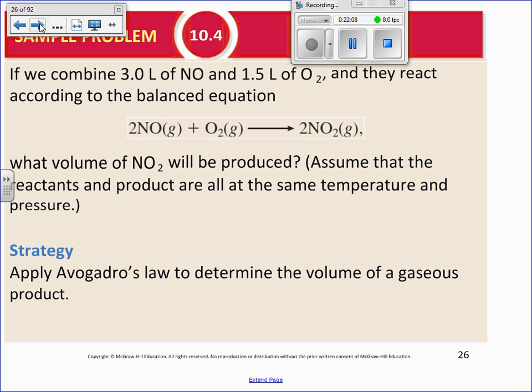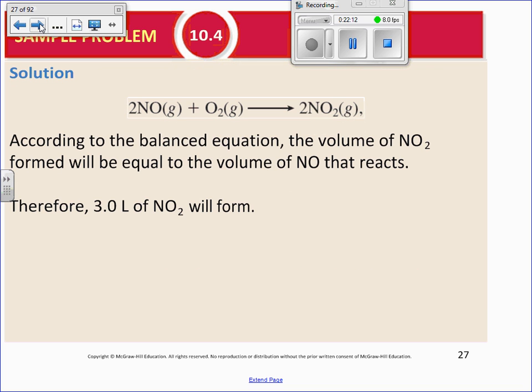So let's look at it. According to the balanced equation, the volume of NO2 formed will be equal to the volume of NO that reacts. So 3 liters of NO2 will form, because we started with 3 liters of NO.